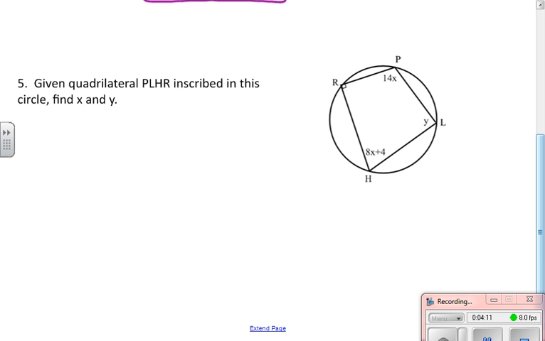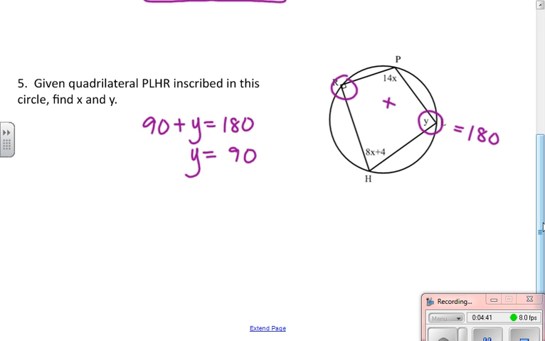Now I have a quadrilateral inscribed in the circle, and I need to find x and y. Remember, we have that quadrilateral theorem, which says that in an inscribed quadrilateral, the opposite angles are supplementary. So this angle plus this angle has to equal 180. That little mark right there in the corner of angle R is a right angle box, and so that works out nicely that y is 90 degrees.